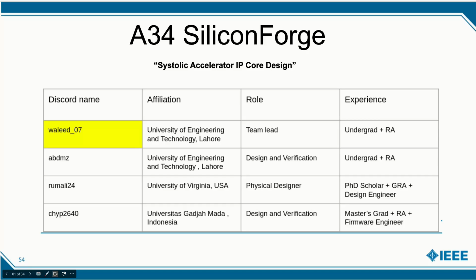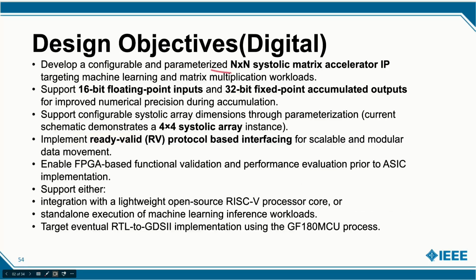Hi, we have four members in our team, and we are developing an n-by-n systolic accelerator, which will take 16 bits of input and leave 32 bits of output. Our systolic will be fixed point. I'll tell you the reason for the floating point input later on. For example, we have chosen a 4x4 systolic to help you understand the design.